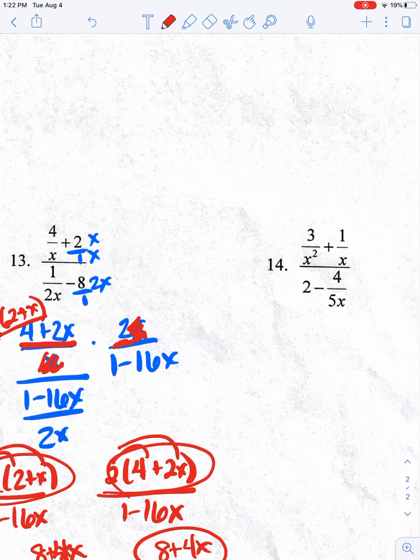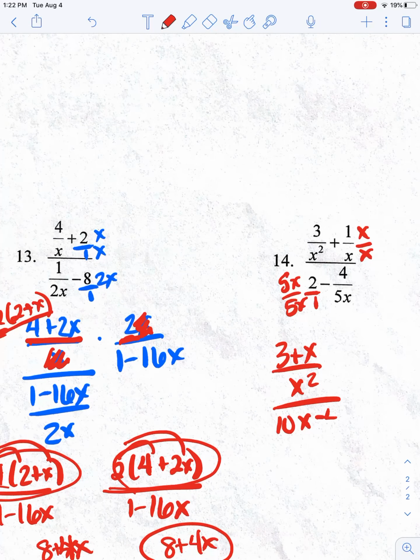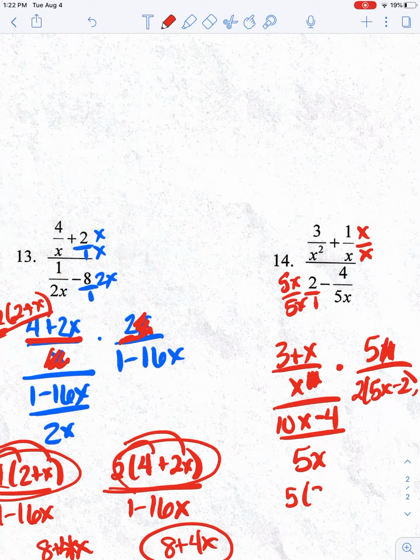For this one, common denominator on the top is going to be an x squared, so he needs an x. And the bottom is going to need a 5x. So 3 plus x over x squared over 10x minus 4 over 5x. Bojangles, I can take a 2 out. I don't think it's going to do me any good. That x and that x squared can go, but I think that's it. So I have a 5 and a 3 plus x. And on the bottom, I have a 2 and an x that are single, and a 5x minus 2.